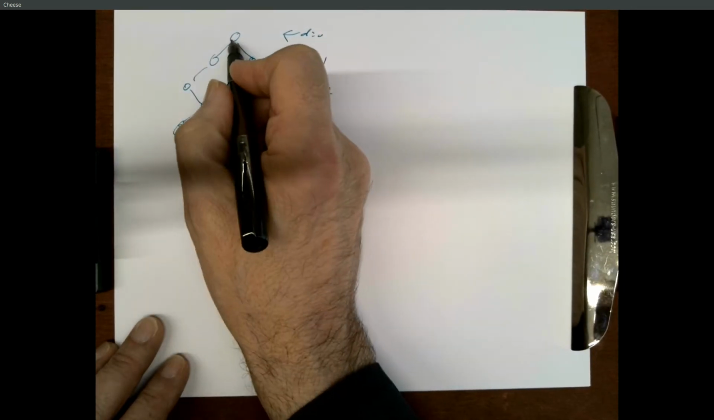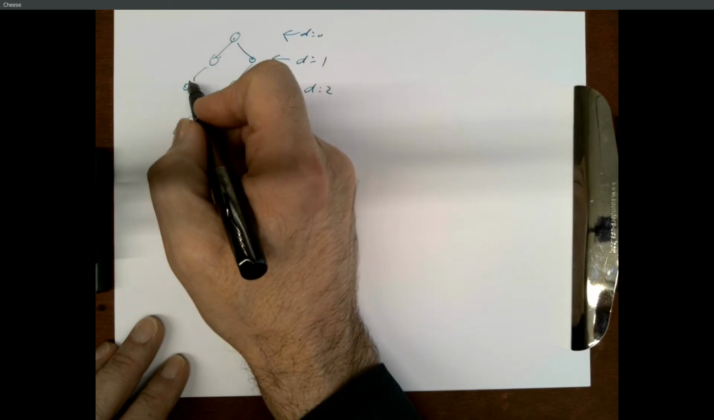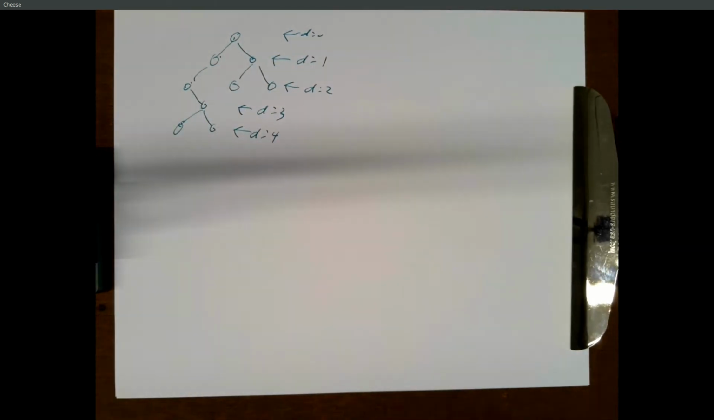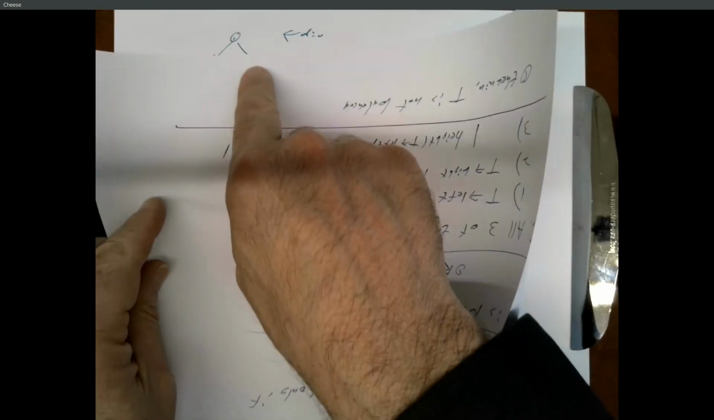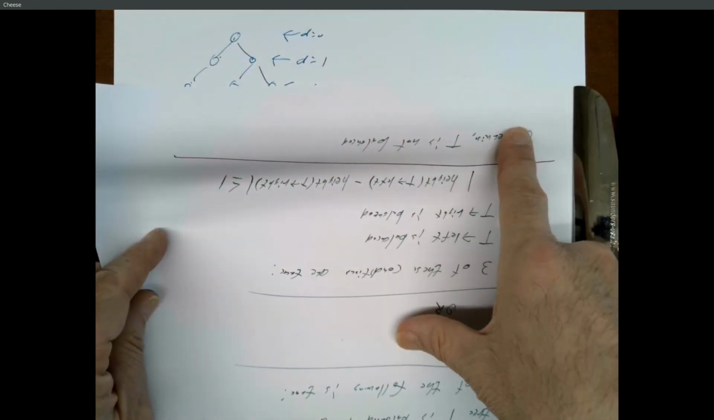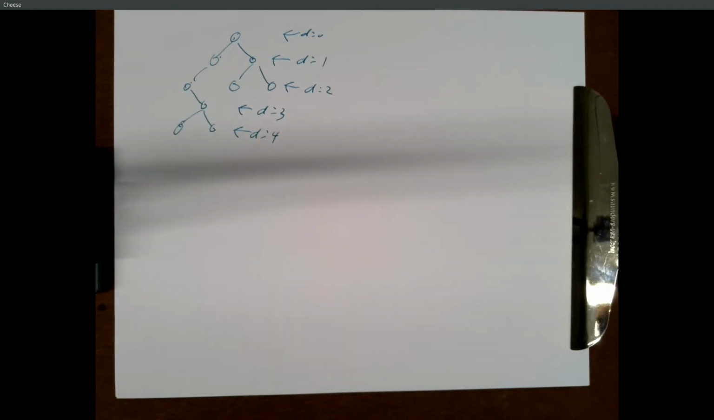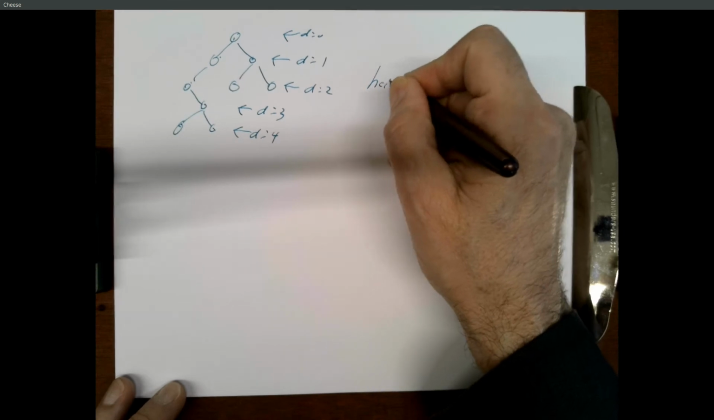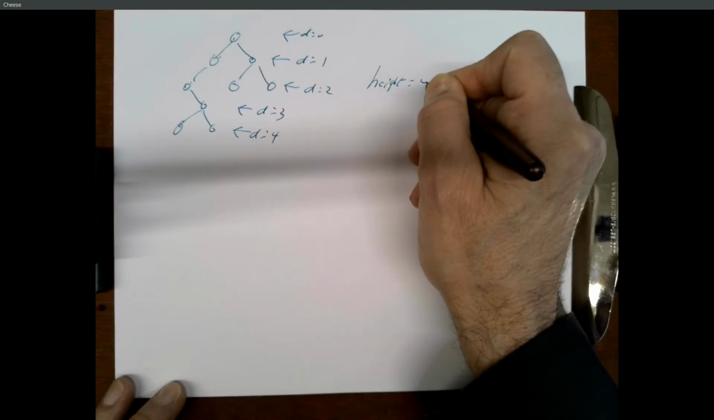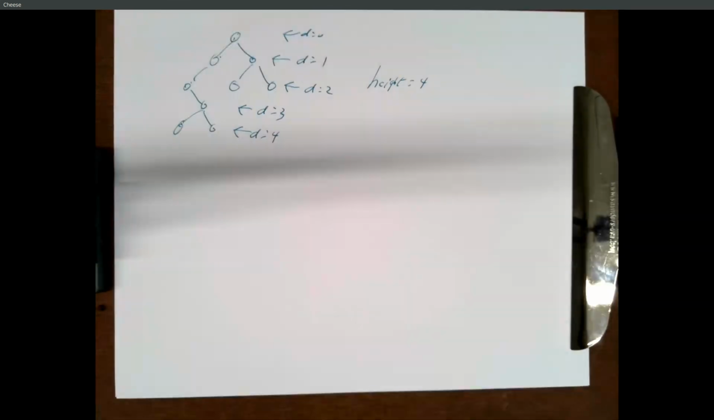So if we go from the root to this node down here, we have to follow 1, 2, 3, 4 steps. So if you draw your tree nicely, everything at this level will have the same depth. All of those have the same depth, all of those have the same depth, and so on. Okay, the height is the depth of the deepest node, so the height of this tree is 4.